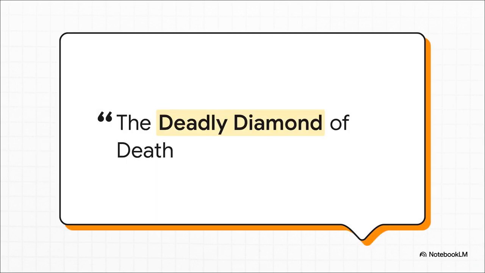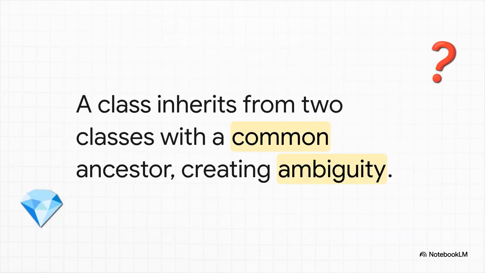All right, now for a topic with a truly dramatic name, the deadly diamond of death. This sounds terrifying, and it's the classic problem that gives multiple inheritance such a scary reputation in a lot of other programming languages. Okay, so here's the setup that creates this so-called diamond. Picture a base class. Let's call it A. Then you have two other classes, B and C, and they both inherit from A. And to complete the diamond, you have a final class, D, that inherits from both B and C.